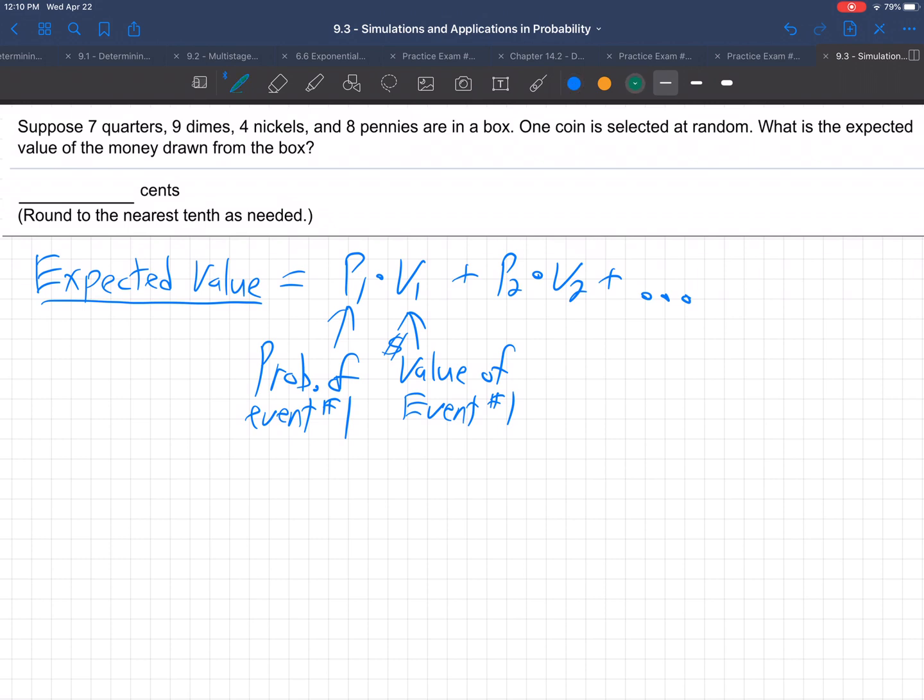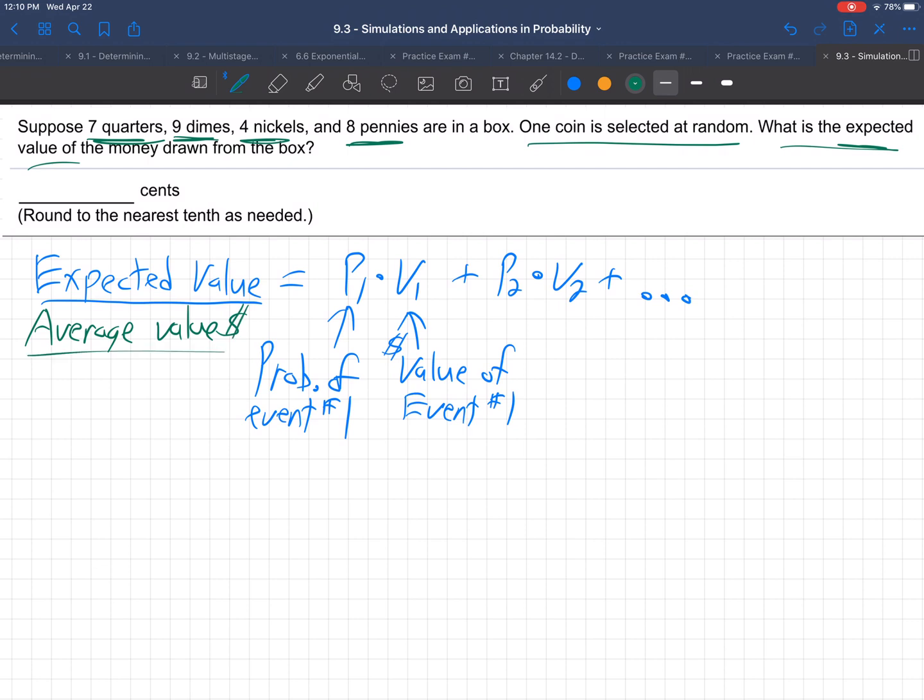So let's list this out. We have this box that has 7 quarters, 9 dimes, 4 nickels, and 8 pennies. In a box, you stick in your hand and mix around at random, and you pick one coin out at random. What is the expected value? Expected value is another word for average value, average dollars. What's the average monetary value you're going to pick out?